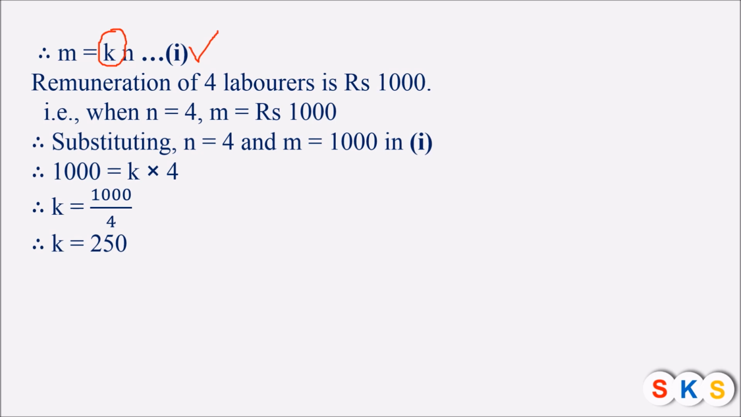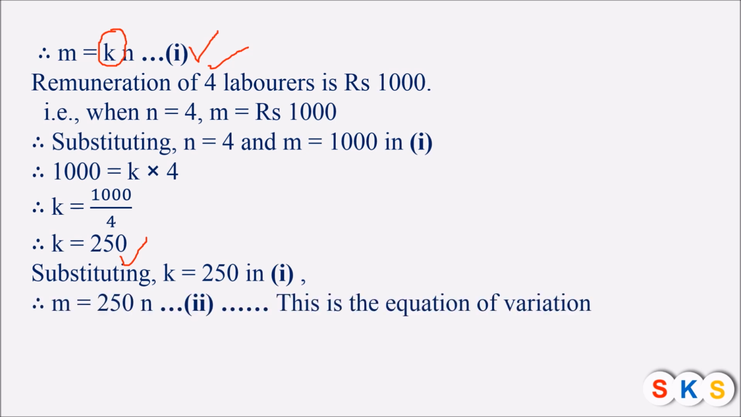Now we will substitute the value of k in equation number 1. So substituting k equals 250 in equation number 1, your equation will be m equals 250n. You can see that I have replaced k by 250, and that is known as the equation of variation. So m equals 250n we will consider as equation number 2, and this will help us to get the required information.